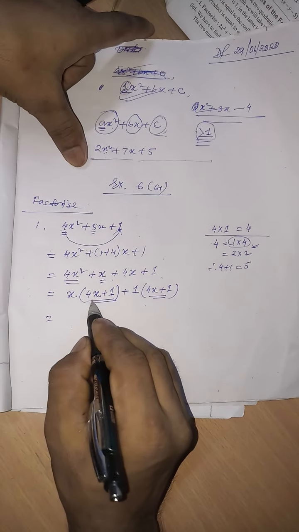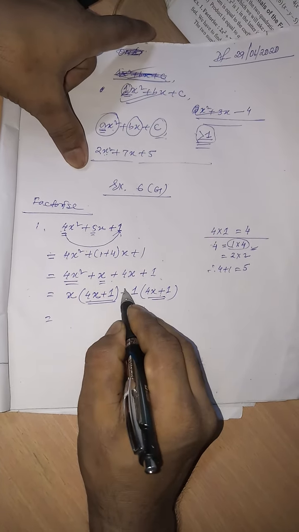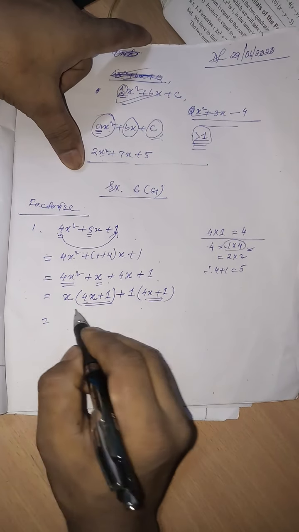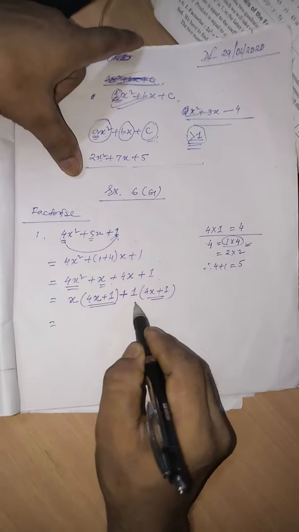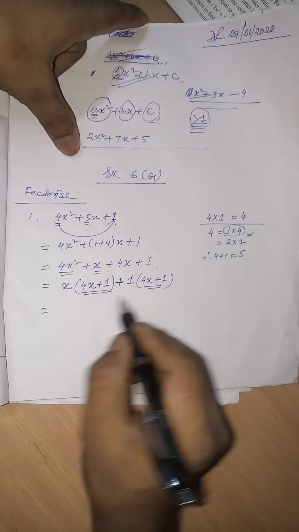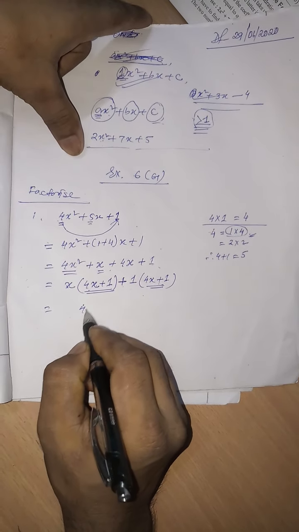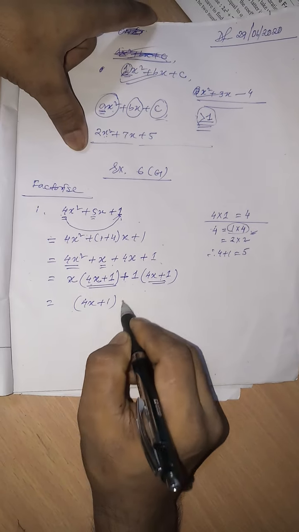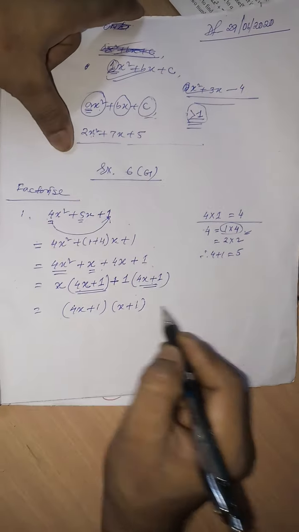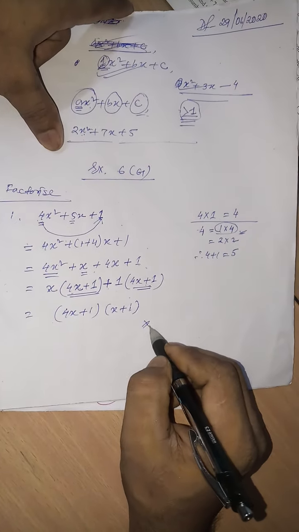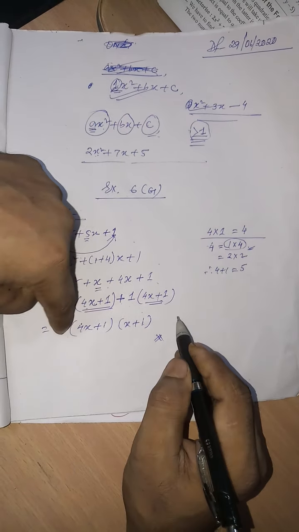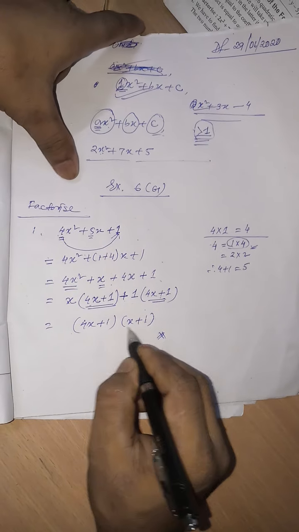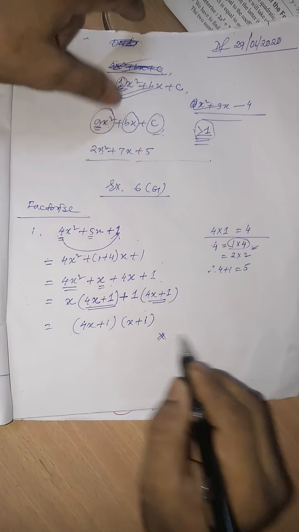Now in between we have the common factor 4x plus 1, because there are two parts: before the plus sign one part, and after the plus sign another part, and 4x plus 1 is common to both, then x plus 1. Ultimately you got the result: this expression we can resolve into these two factors, 4x plus 1 and x plus 1. So write down this.